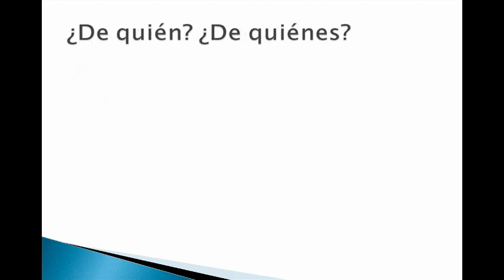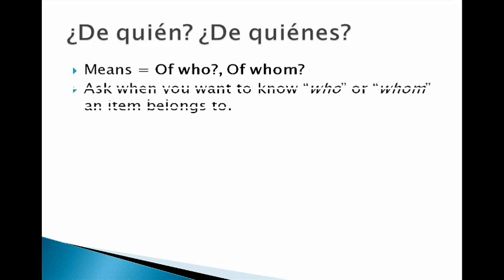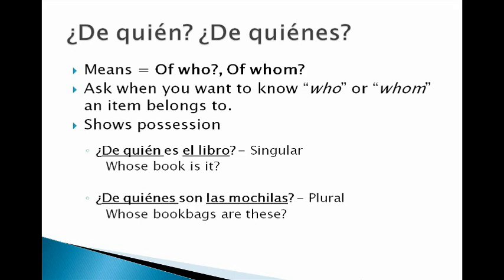De quién and de quiénes means of who or of whom. You're going to use this to ask when you want to know who or whom an item belongs to. So this one shows possession. For example, ¿de quién es el libro? In this sentence, there is a singular and plural way to say this interrogative as well. So we're going to make this one singular to agree with libro.